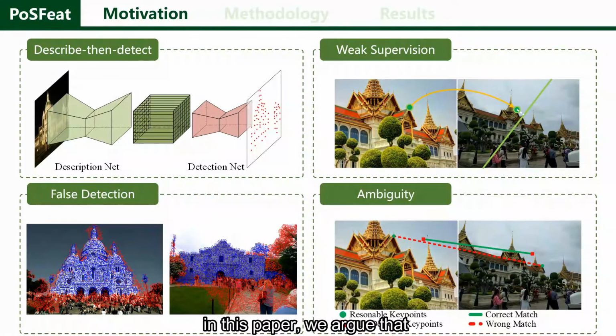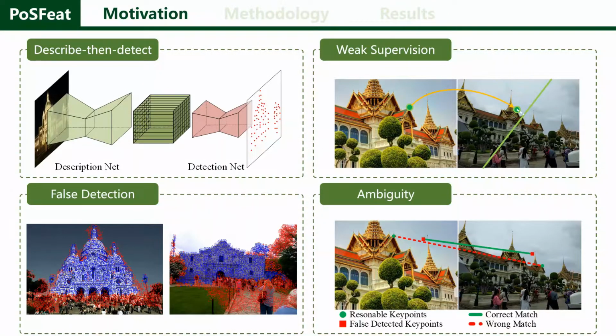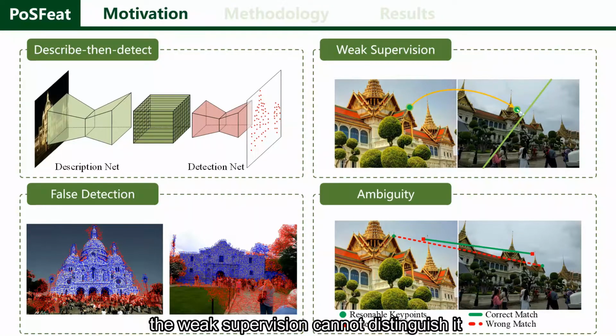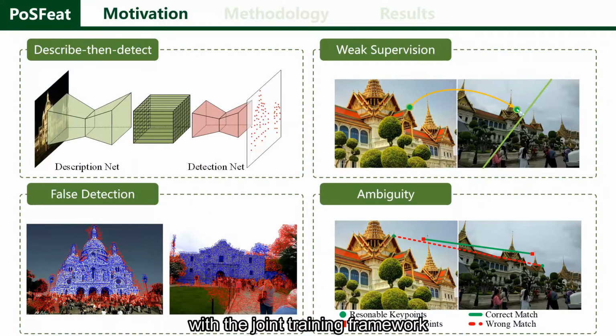In this paper, we argue that the problems are caused by the ambiguity of weak supervision in joint training. When only one component has failed, the weak supervision cannot distinguish it, and thus these components cannot be optimized correctly with the joint training framework.